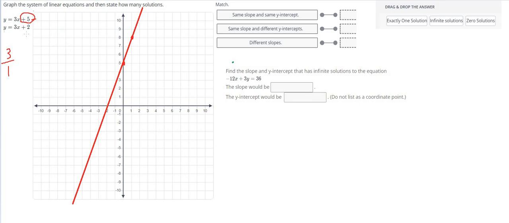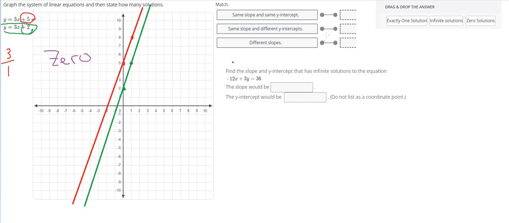And for the other equation, y equals 3x plus 2, I'm going to put a dot at the positive 2 on the y-intercept, which is about right here. And the slope is also 3, or 3 over 1. So from the first dot, I'm going to go up 3 and right 1 and put a second dot there. And then I'm going to draw a straight line that goes through both those points. So we can see that the lines will never intersect because they are parallel. So this would have 0 solutions.